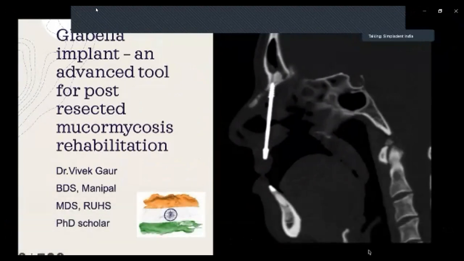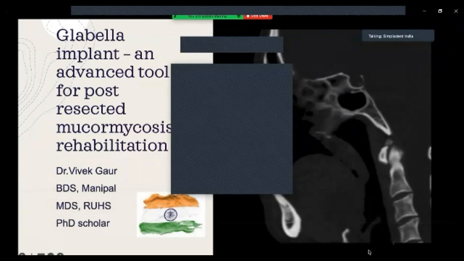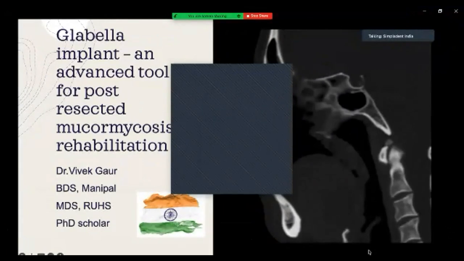Good morning, everyone. I'm Dr. Vivek Gaur. I'm an oromaxillofacial surgeon, and I've been doing implants since 2003. From 2010 onwards, I do only major functional loading implantology. I'm very thankful and grateful to have an opportunity to present on the glabella implant, an advanced tool for post-resected mucormycosis rehabilitation.